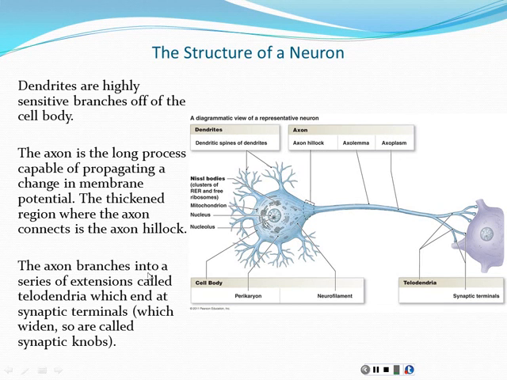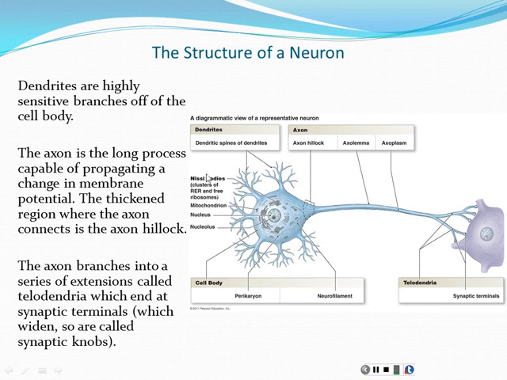All right. At the end of the long axon, we get some branching. We call those telodendria. Those are the little finger-like extensions that emerge from the single axon. And then at the end of each telodendria are the synaptic terminals, or the synaptic knobs, we often call them, because they have a little widened area at the very end.